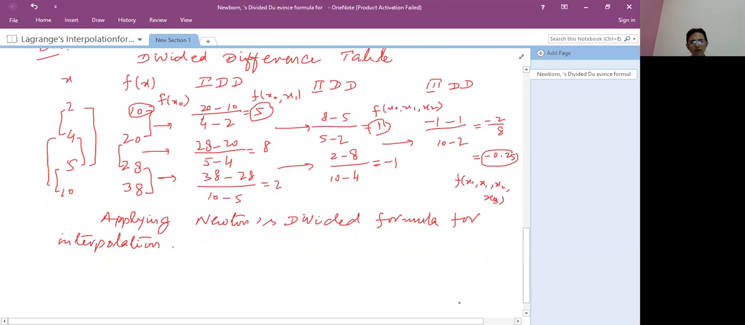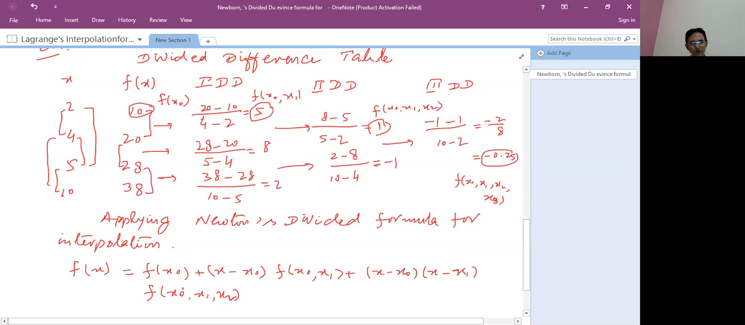So first we write here the formula, student. F of x is equals to f of x naught plus x minus x naught into f of x naught x1, plus x minus x naught into x minus x1 multiplying by f of x naught x1 x2, plus x minus x naught, x minus x1 and x minus x2 into f of x naught x1 x2 x3.